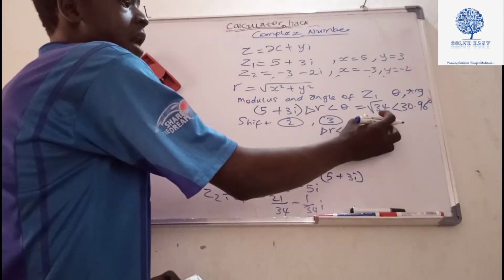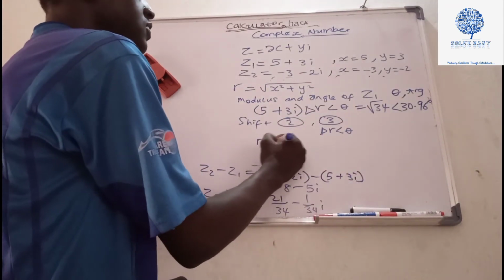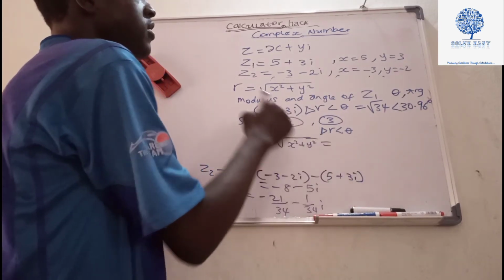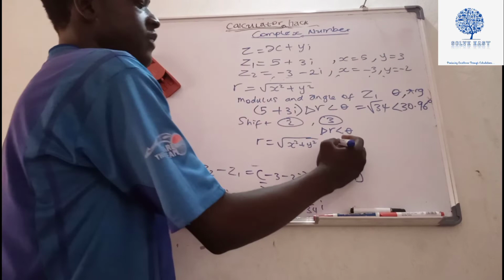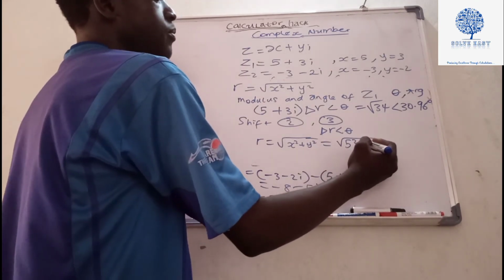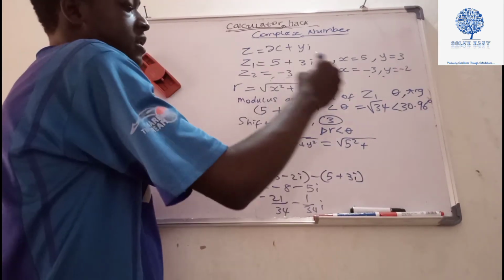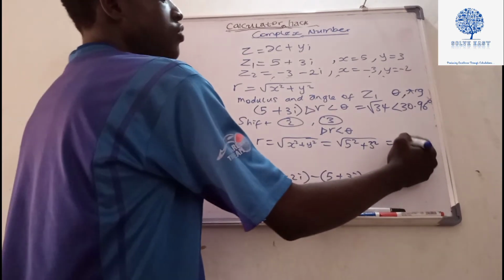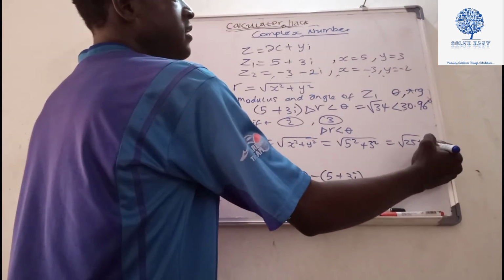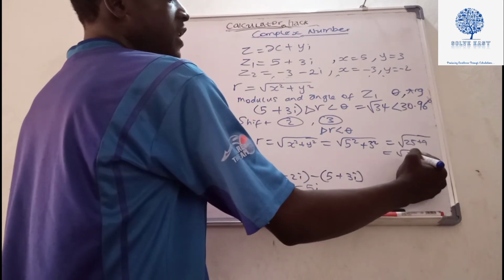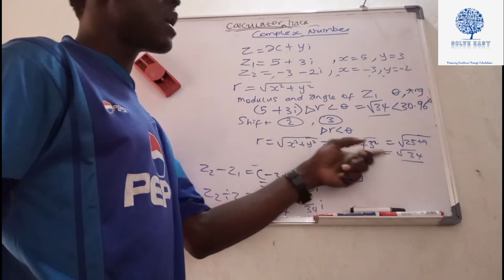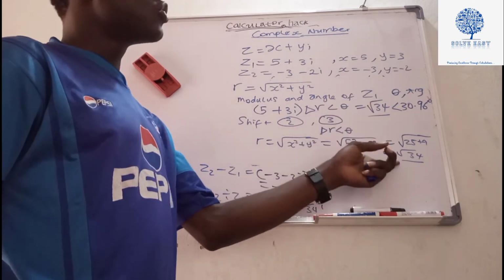We could verify our modulus which says r is equal to the square root of x squared plus y squared. Now remember your x is the real part. We have square root of 5 squared plus our y is 3, plus 3 squared. This gives us square root of 25 plus 9, which gives us square root of 34, which verifies that the answer we got using our calculator is valid for the modulus.